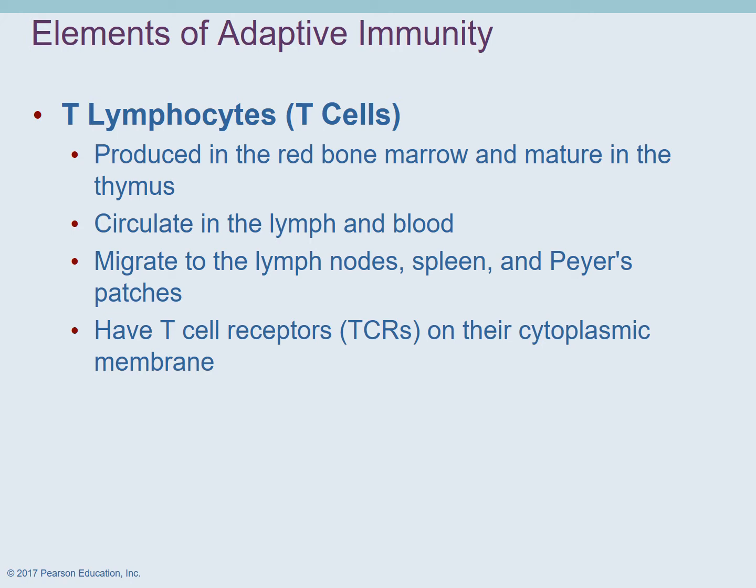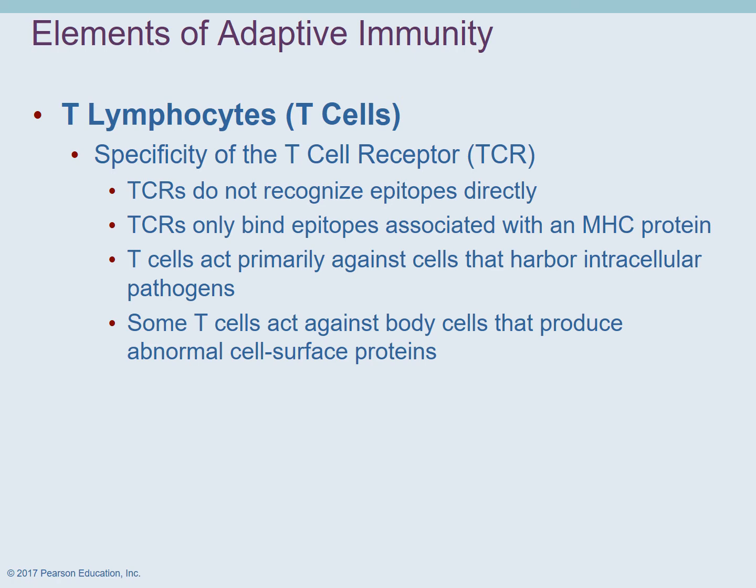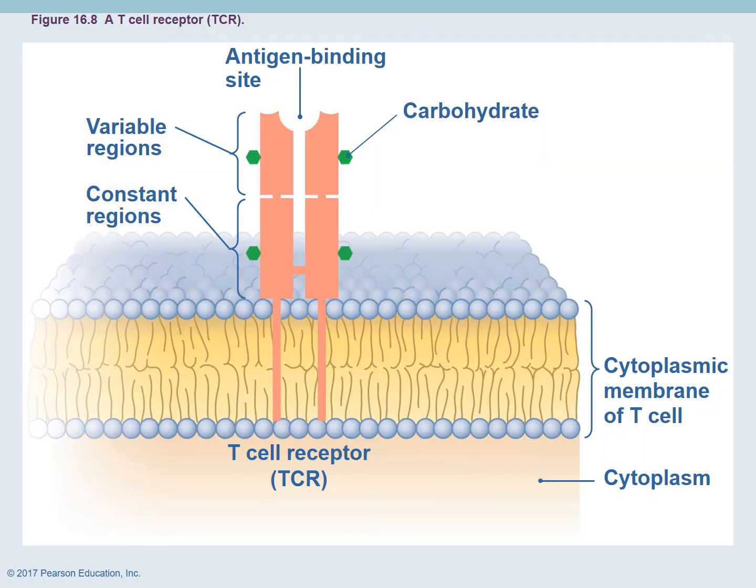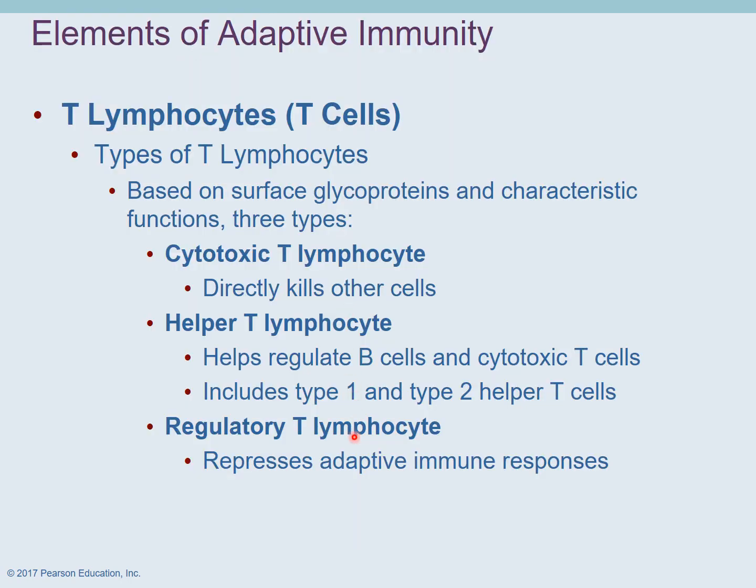They do have different receptors on them, these T cell receptors, or TCRs. They cannot recognize the antigen by itself. The only way they can recognize it is when that antigen, or that epitope, is with the MHC protein. So that means the antigen presenting cells have to show it to the T cells before anything can happen. So this is just showing the T cell receptor, what that looks like on the surface of the cell.